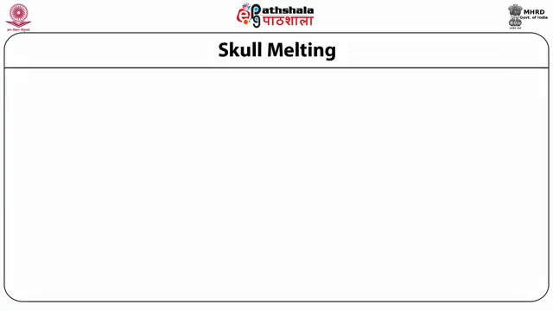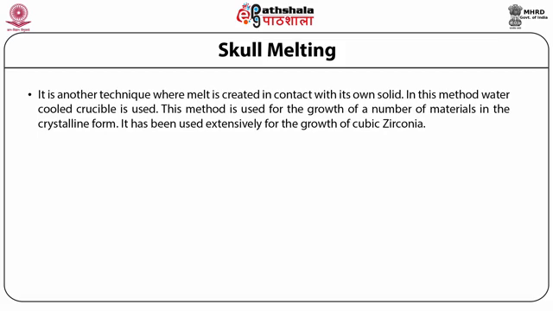Skull melting. It is another technique where melt is created in contact with its own solid. In this method, a water-cooled crucible is used. This method is used for the growth of a number of materials in the crystalline form. It has been used extensively for the growth of cubic zirconia.